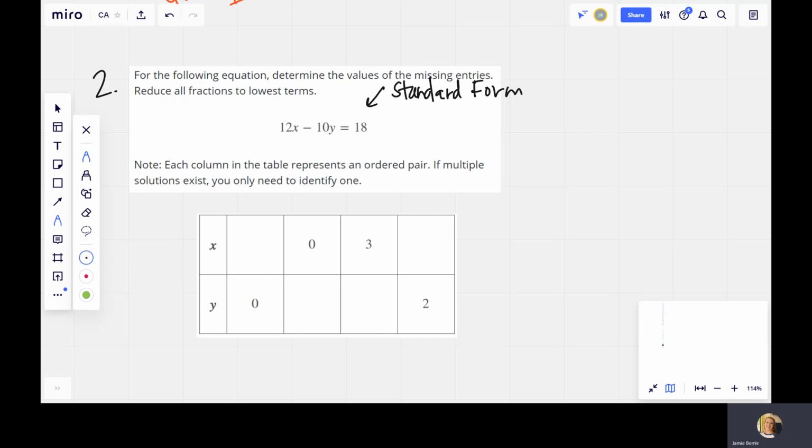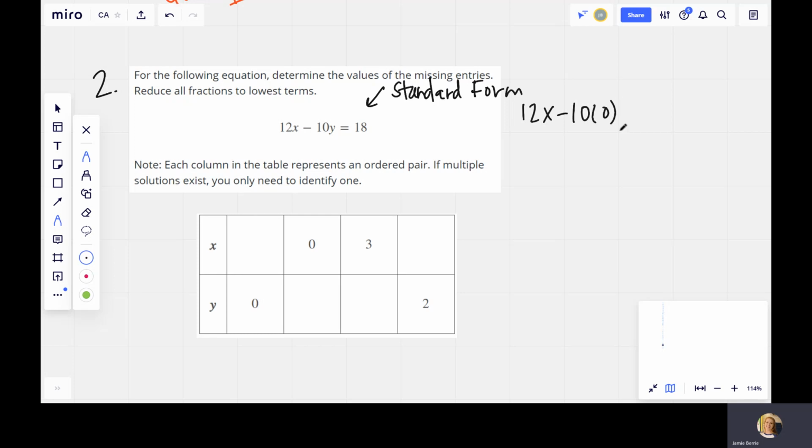And it says, note, each column in the table represents an ordered pair. If multiple solutions exist, you only need to identify one. All right, so here's our table. We've got some values that are already filled in. So for the first column here, it tells us that our y value should be 0. All right, so let's go over here to the side. This is just going to be a lot of little scratch work. So we're going to take our equation, and for y, we're going to plug in the value 0.